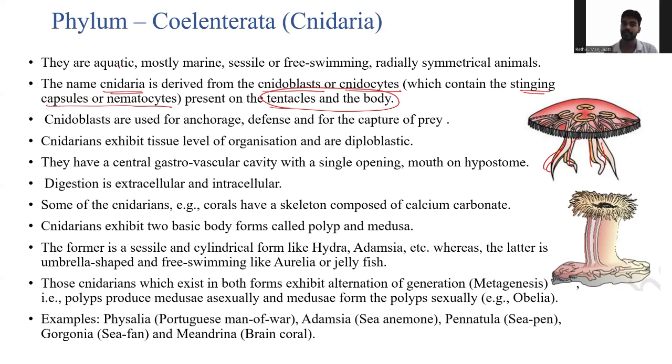Most of the Coelenterata are aquatic, mostly marine, and they are sessile or free swimming organisms. They prefer to be independent swimmers. They show radial symmetry. Radial symmetry means when you pass a plane at any angle through the center, it will cut them into two equal, identical halves. So that is what is called radial symmetry.